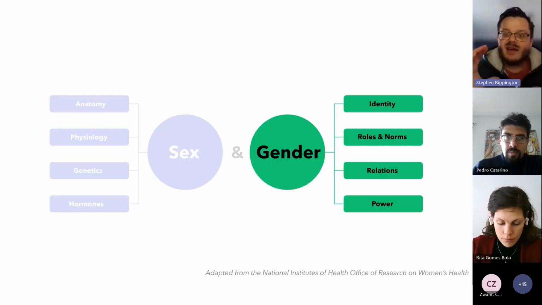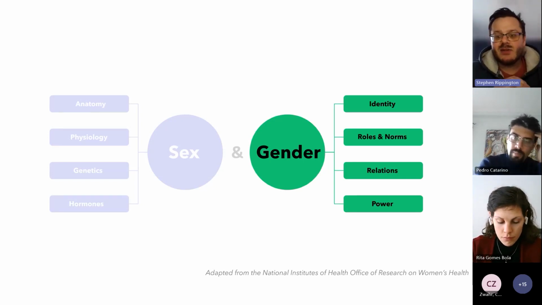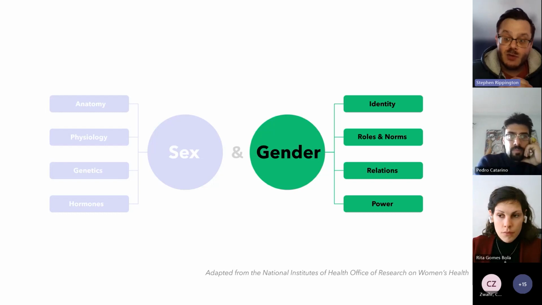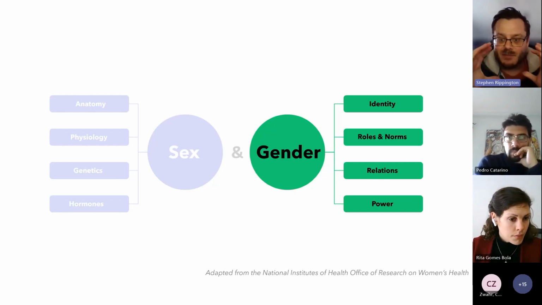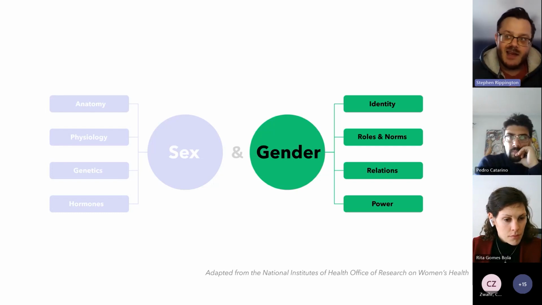Gender is a bit more complicated. So it refers to the interrelated, socially constructed characteristics of women and men only. So it doesn't apply to the animal kingdom. It's a purely human construct. And it can be broken down into these four parts: gender identity, gender roles and norms, gender relations, and gender power. So gender identity is about how an individual perceives and presents themselves.